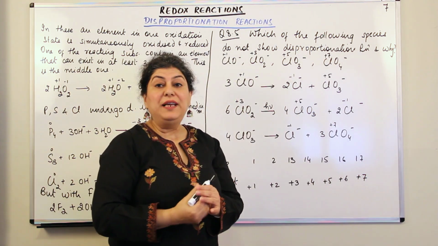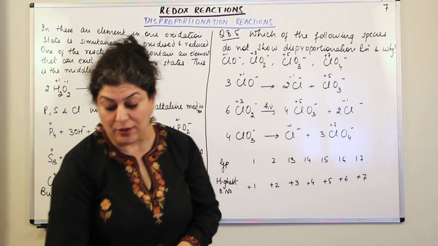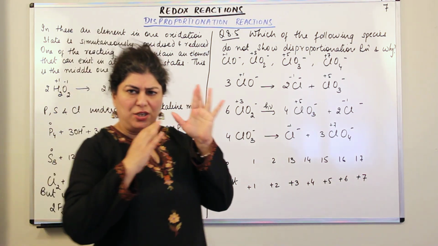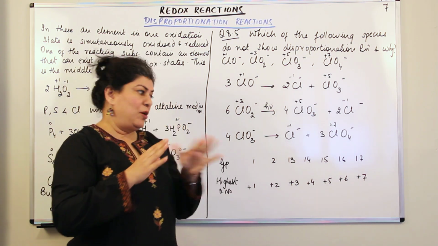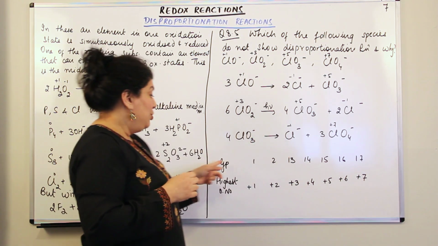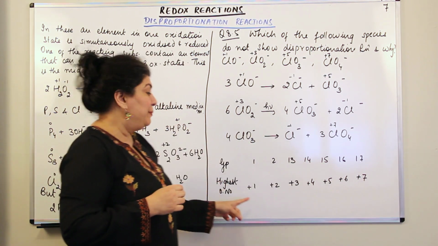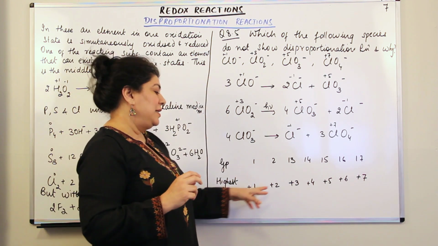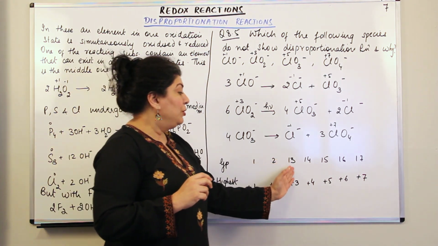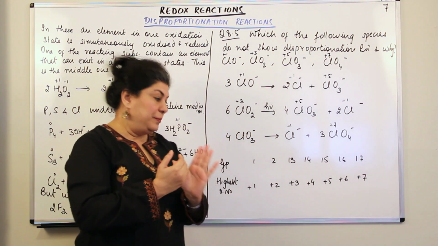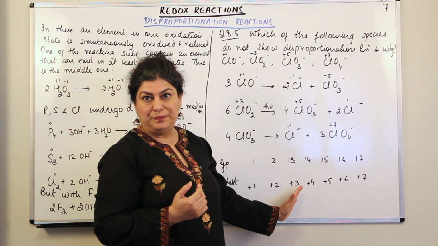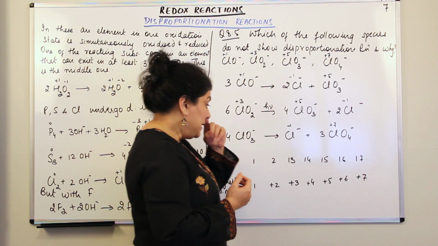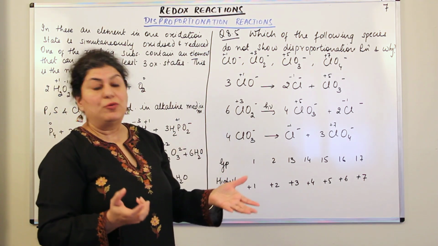Now, I had explained to you that if you had to calculate the maximum oxidation state of any element in any group, you have this table. These are the different groups. For the first and the second group, the highest oxidation state is the number of the group. But from group 13 onwards, it is 10 plus that number, that is, 10 plus the number of electrons in the outermost shell.